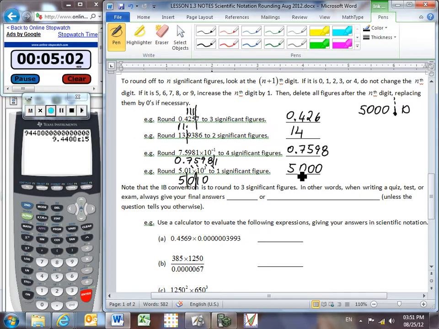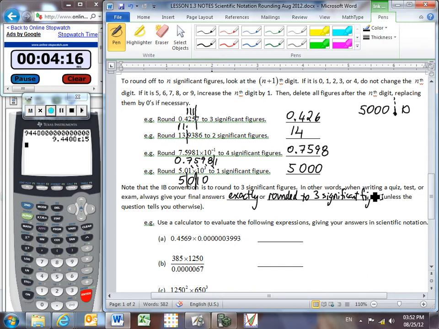So you cannot look at a number and know how many significant figures it has been rounded to. But you can take a number that hasn't yet been rounded, and you can round it to any number of significant figures or decimal places, depending on the question. Now, the IB convention is to always round to 3 significant figures, unless you've been told otherwise. So, when you're writing a quiz, test, or exam, always give your final answers as exact values, or rounded to 3 significant figures. Of course, unless you are instructed to do something else.